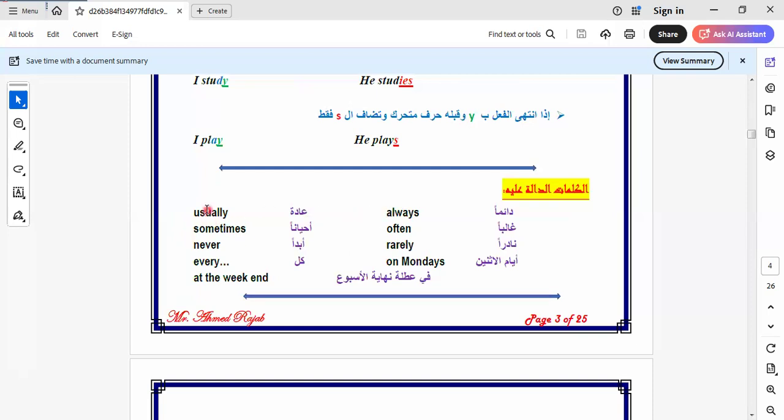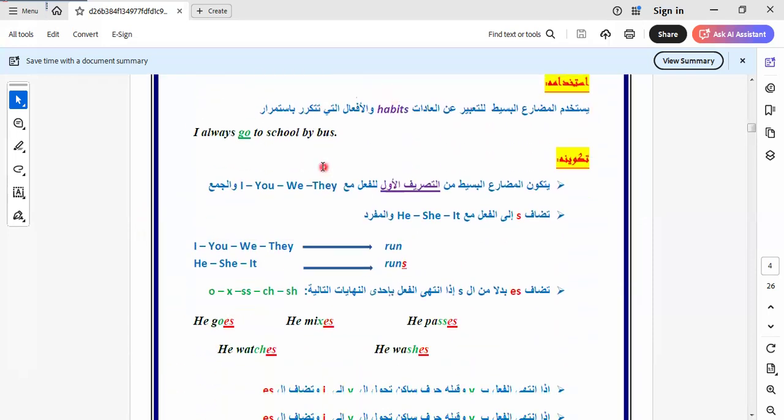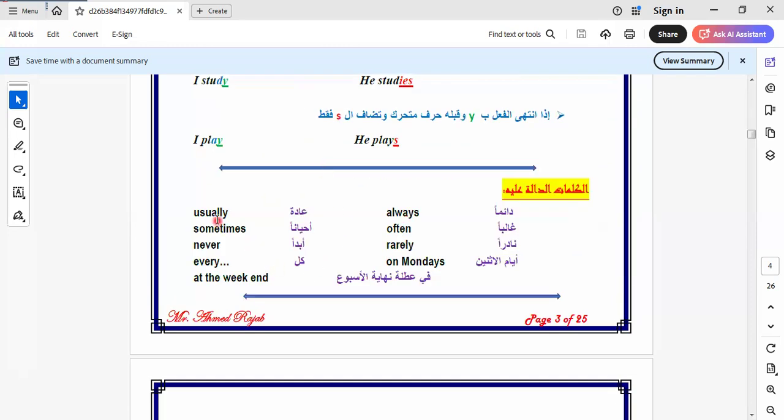Usually, always, sometimes, often, never, rarely, every, at the weekend, on Mondays. All these are keywords of the simple tense. I would like you to remember this. This is the present simple tense, and these are the keywords of the simple tense. I will repeat again, and you repeat after me. Usually, always, sometimes, often, never, rarely, every, on Mondays, at the weekend.